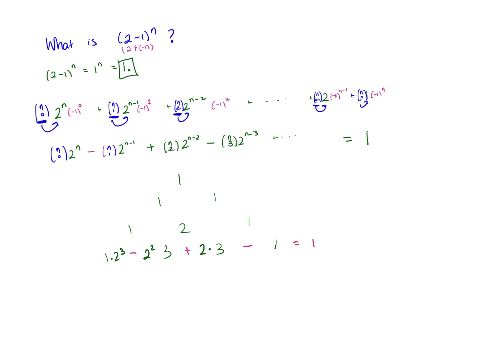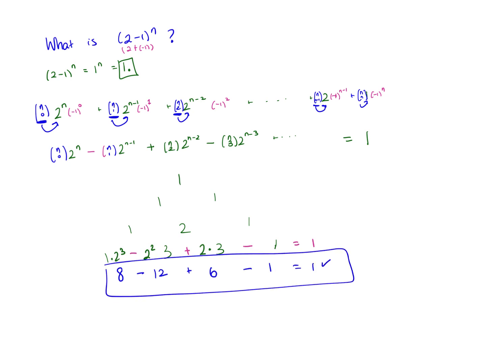So let's check. I get 8 minus 4 times 3 is 12, plus 6 minus 1. Negative 4 plus 6 is 2, minus 1 is 1. So that's sort of a really weird property of Pascal's triangle that we were able to prove using the binomial theorem. That if you put in these powers of 2 times those coefficients and then do an alternating sum, you always get 1.